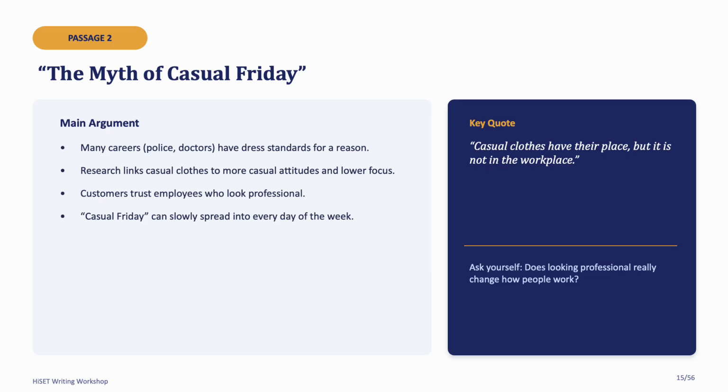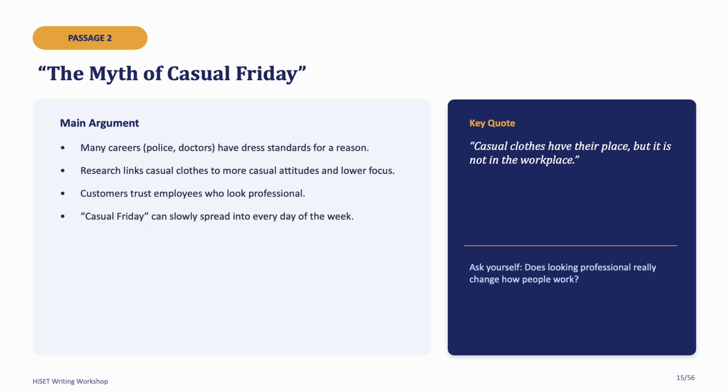Now let's look at the second passage. This author takes the opposite position. The author explains that many professions have dress standards for a reason. The passage also argues that casual clothing can lead to more casual attitudes and lower focus. Another important argument is that customers may trust employees more when they look professional. And the author warns that Casual Friday can gradually become casual every day. The key quotation is, quote, "Casual clothes have their place, but it's not in the workplace," end quote.